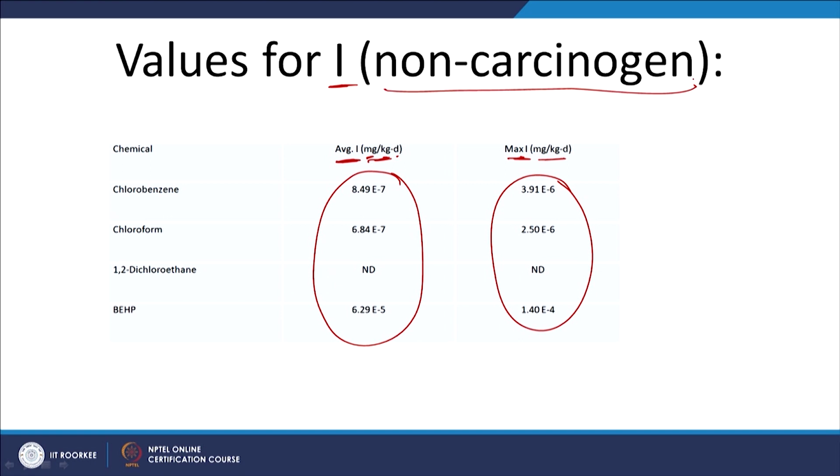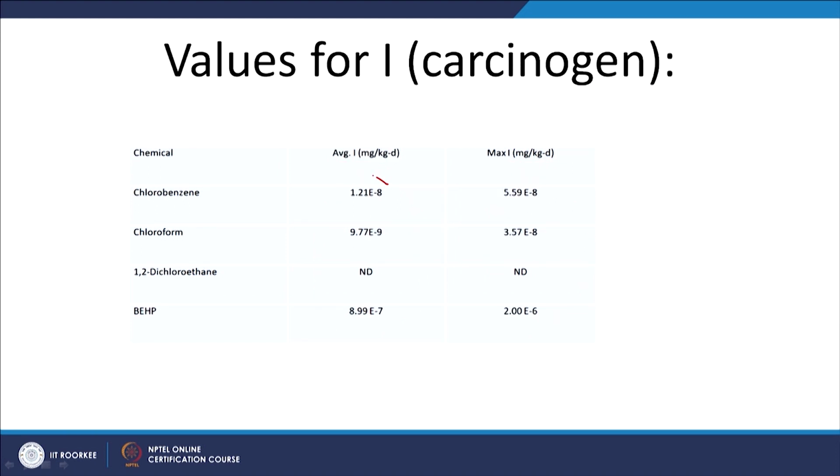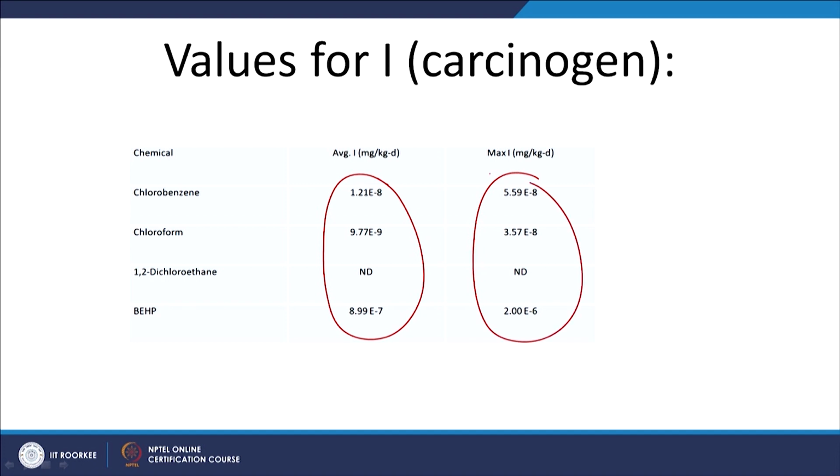Why do we say for non-carcinogen? Because the averaging time is different for non-carcinogens and carcinogens, and again for carcinogens we end up having different levels of intake for the different compounds. So, again, just calculating the intakes obviously does not convey the relevant information to me.